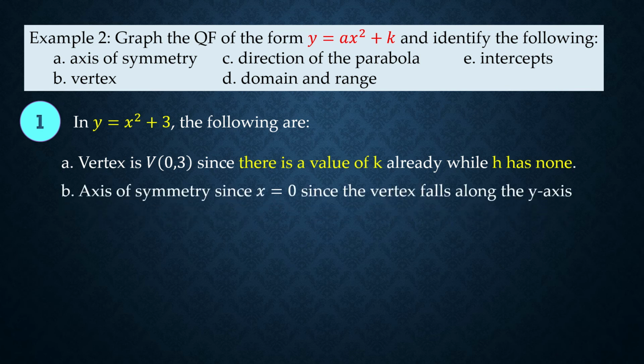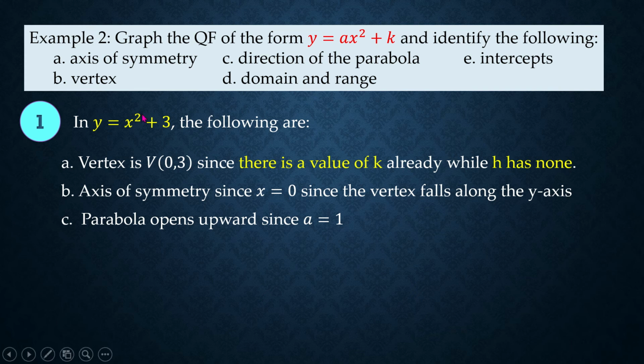Next, the axis of symmetry. Since our h is 0 man, so therefore x is equal to 0. Kaya tandaan nga ang x is pareha sa value sa h. Ang k pareha sa value sa y. Since the vertex falls along the y-axis. Later makita nato asa malocate ang vertex when graphing. So here the parabola opens upward since a is greater than 0. Kaya ang number tapad sa x squared is imaginary positive 1.